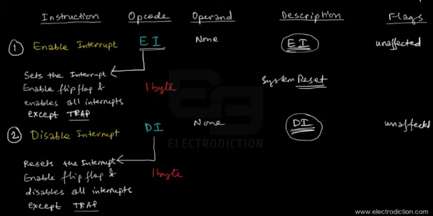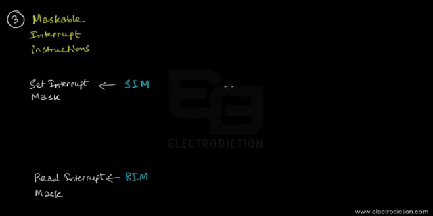Then we move on to instruction number 3, which is basically a category and includes 2 instructions, the SIM and the RIM instructions.